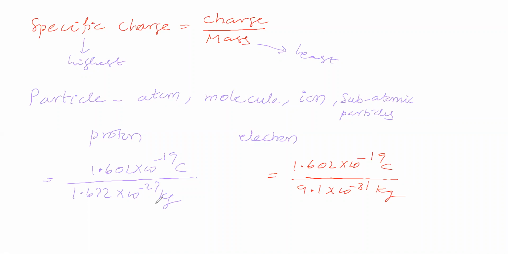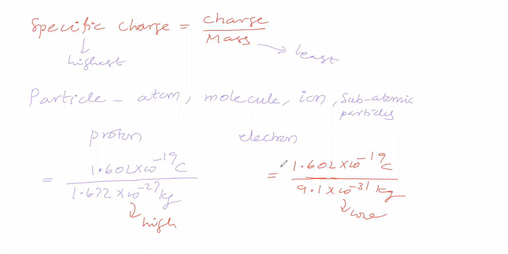Now let us see the specific charge magnitude. For proton and electron, the numerator remains the same; there is no difference. In the denominator, electron has the lower value and proton has the higher value. But the numerator is the same for proton as well as electron. Now you say, specific charge magnitude is highest for which one? For electron, or for proton?